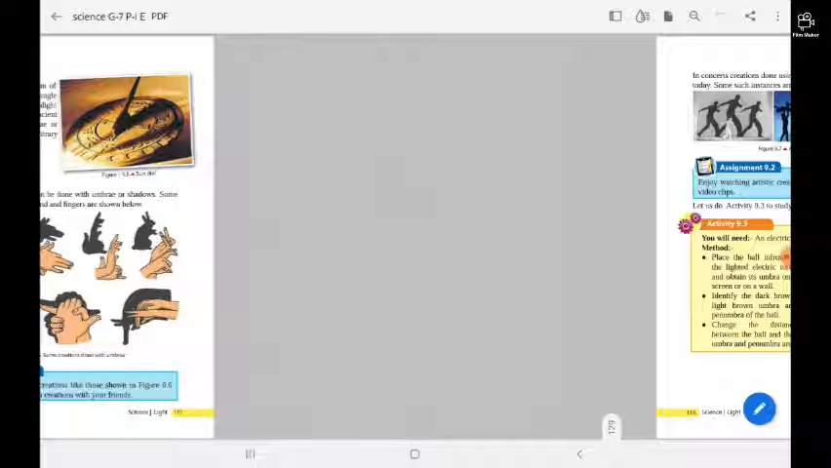So you have an assignment. Test whether you can do creations like those shown in figure 9.6. Present a collection of such creations with your friends. So you can get a torch and in front of it you can do this and get the photos of it. So like that.